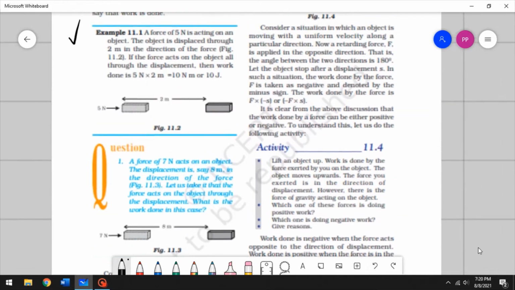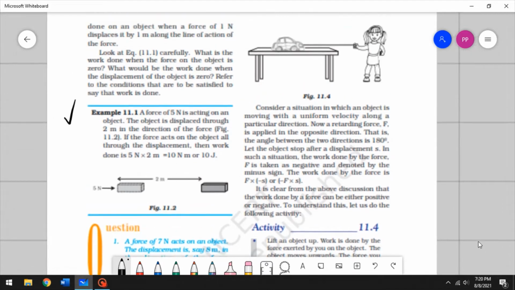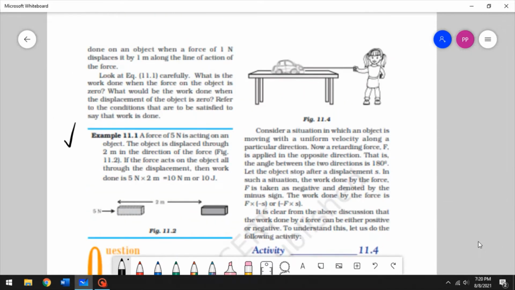The second situation would be one in which an object moving with uniform velocity along a particular direction is now under the influence of a retarding force F that is applied in the opposite direction. So the angle between the two directions is 180 degrees. Let the object stop after a displacement S. In such a situation, work done is negative because either the force or the displacement is negative.